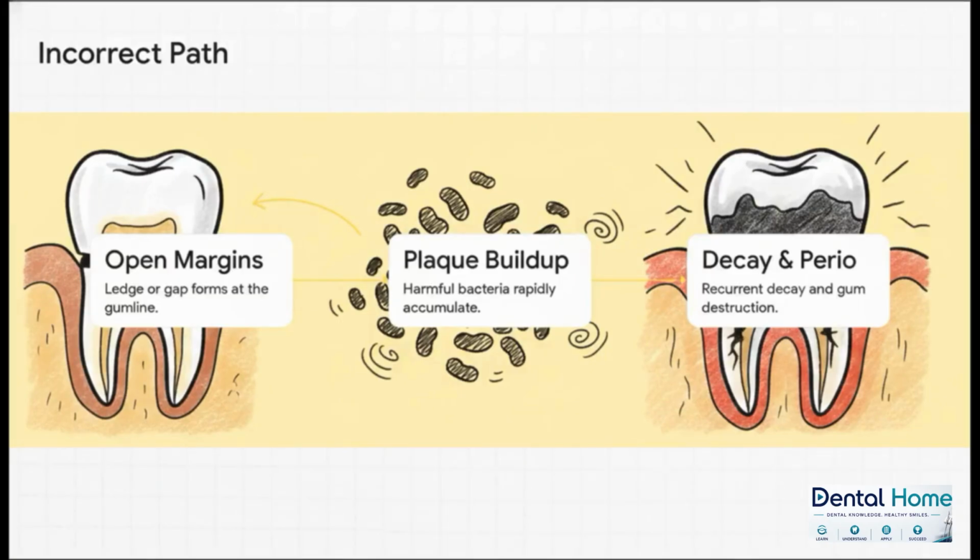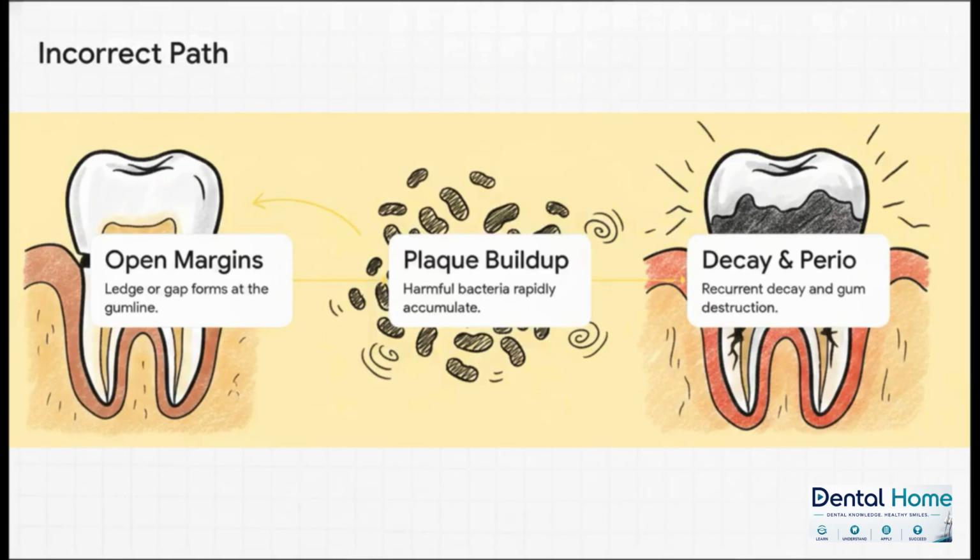Here is the rapid-fire domino effect that takes place when that insertion path is off. Step 1, the restoration binds, and an open margin forms right at the gum line. Step 2, because there's now a physical ledge or gap, plaque and harmful bacteria rapidly accumulate in a tiny space the patient simply cannot clean with a toothbrush.